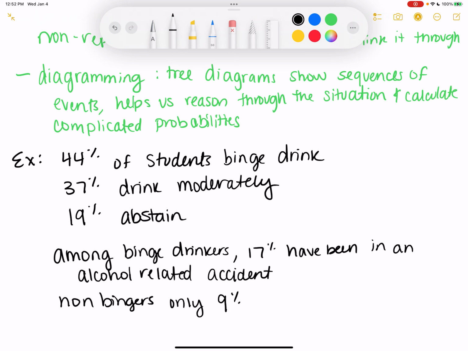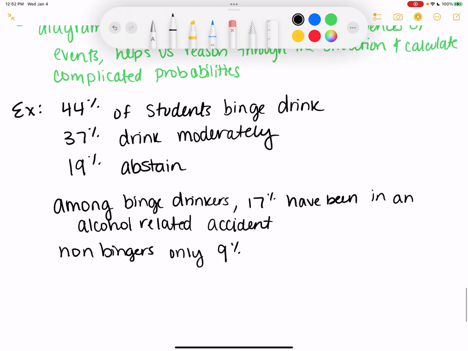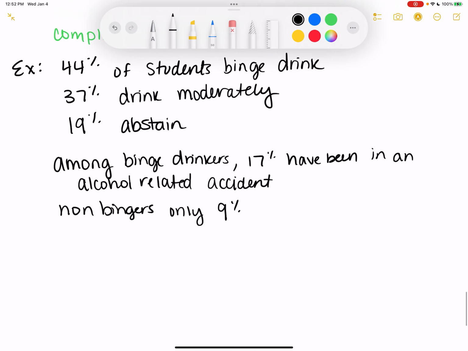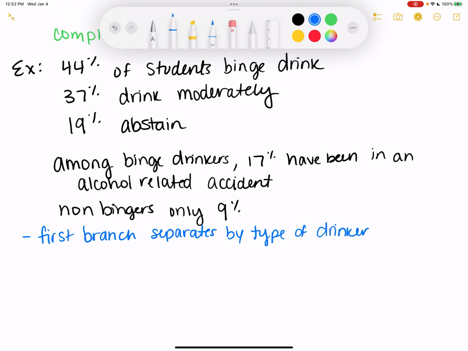So I'm going to explain how we're going to draw the diagram, and then we'll actually go through and draw it. So the first branch separates, in this particular case, by type of drinker. So we're going to start out with 3 branches. All possible outcomes have to total to equal 1.